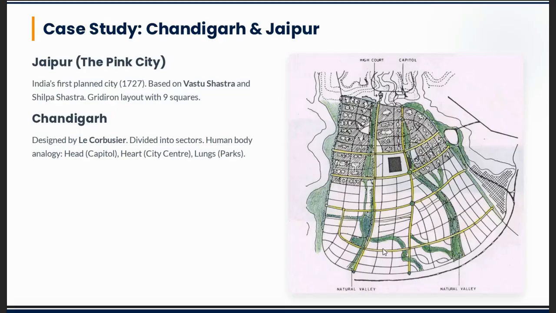So, for example, we see the Pink City, Jaipur, and Chandigarh. Jaipur, India's first planned city in 1727, based on Vastu Shastra and Shilpa Shastra, with a gridiron layout of nine squares. And Chandigarh, designed by Le Corbusier, divided into sectors like a human body analogy: head, heart, and lungs.